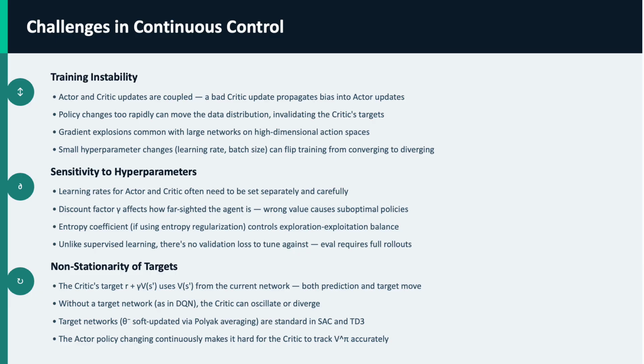Second, hyperparameter sensitivity. Unlike supervised learning, where you can tune against validation loss, in reinforcement learning there is no clean external metric to optimize. A learning rate that works perfectly on one environment can cause divergence on a slightly different one. Actor and critic often need separate learning rates, and the ratio between them matters. The non-stationarity of the target, r plus gamma V(s'), which changes every time phi updates, is an additional source of instability that target networks, used in SAC and TD3, are designed to address.